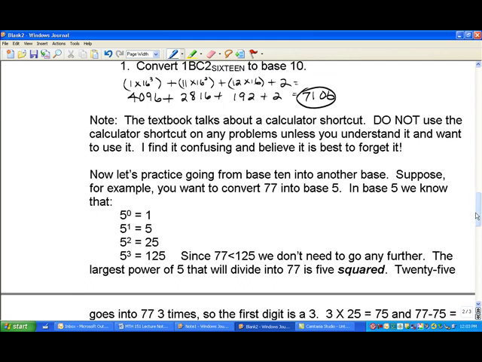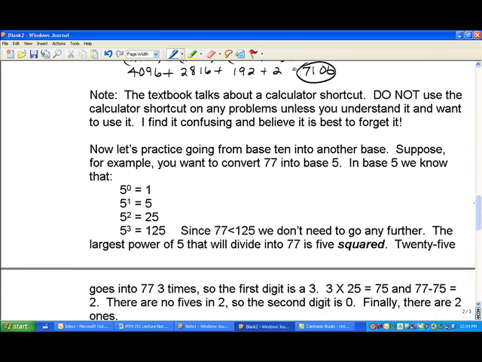Now, the other thing we have to do, we've practiced going from another base into base 10.